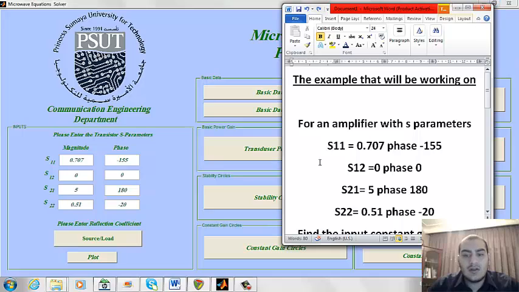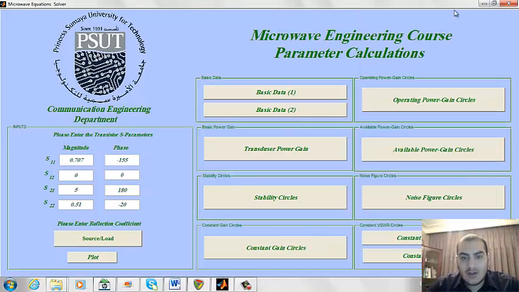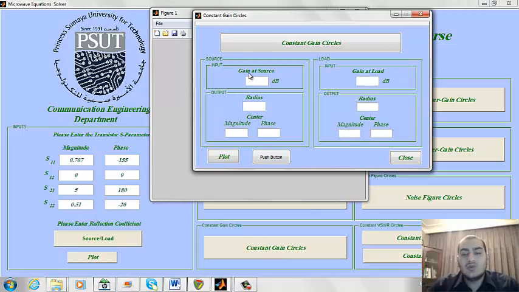As we can see here, the S parameters are imported: S11 0.707 with a phase of minus 155, S12 equals 0 with a phase of 0, S21 is 5 with a phase of 180, S22 is 0.51 with a phase of minus 20. Now as we want to draw the constant gain circles, we push the button of constant gain circles. Constant gain circles needs two inputs. The first input is the gain at source and the second input is the gain at load. The first gain we need to calculate its circles is 1 and the gain at load is also 1.